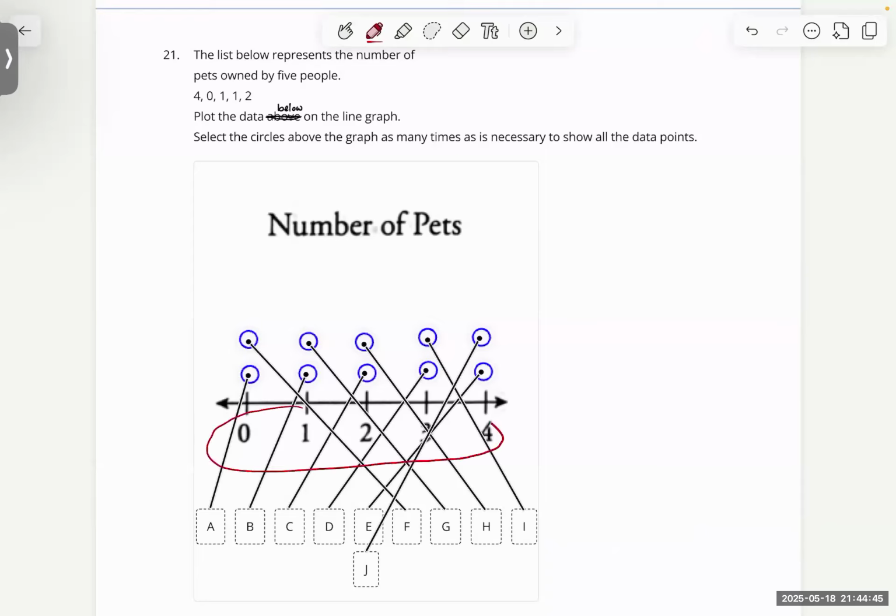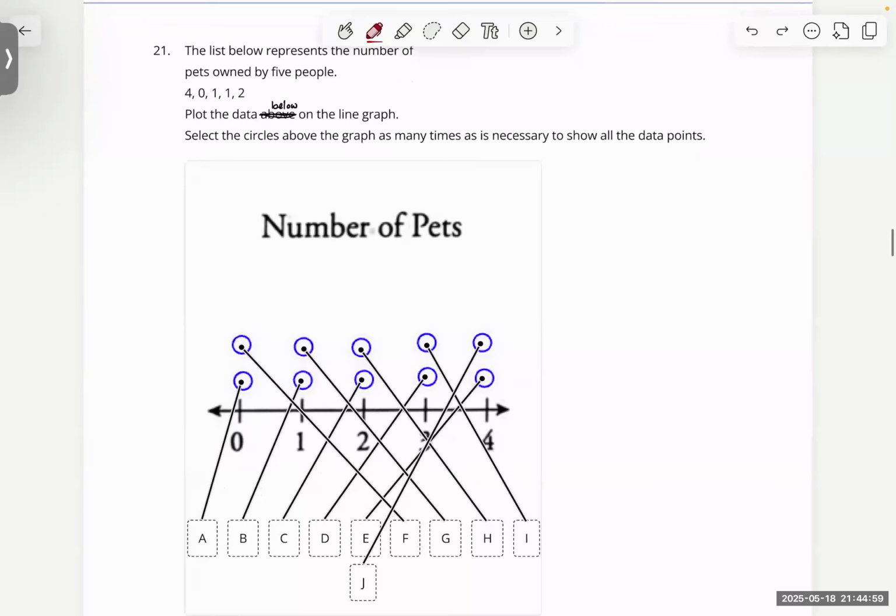So these numbers here represent the number of pets, right? Yes, it does. This represents the number of pets. So let's look at the number 4. That 4 indicates that 1 person owns 4 pets. So I'm going to circle only 1 circle for the 4, because only 1 person has 4 pets. 0, 1 person has 0 pets. Remember, these numbers are not people, they represent the number of pets.